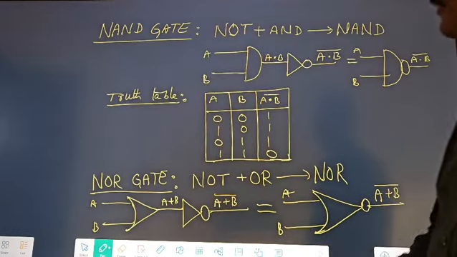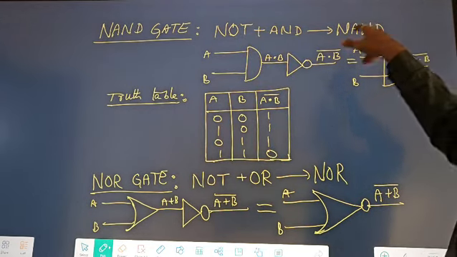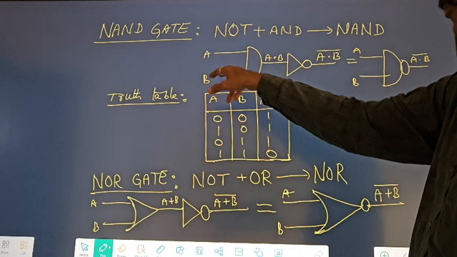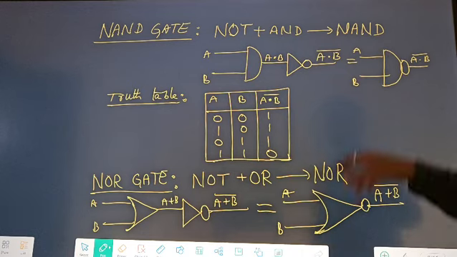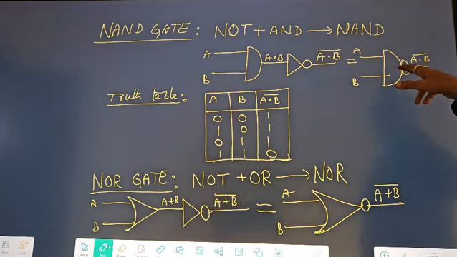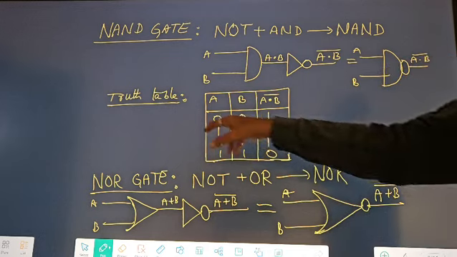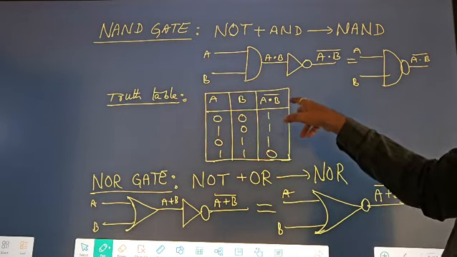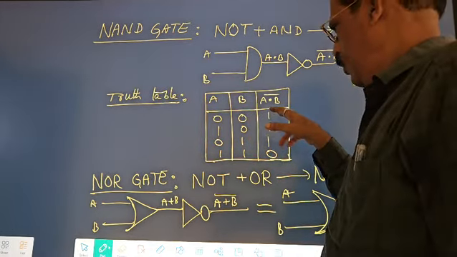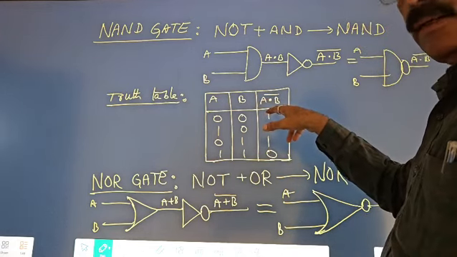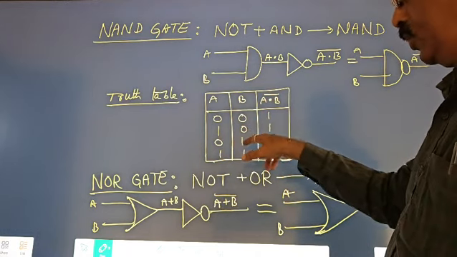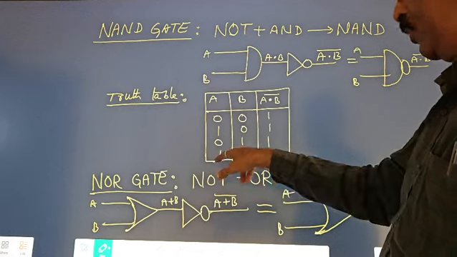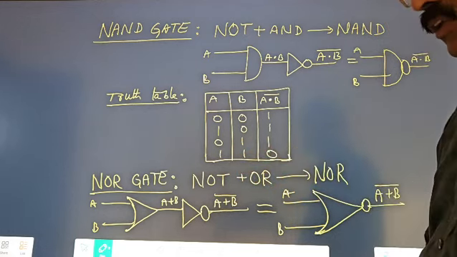Next, the NAND gate. NOT gate plus AND gate is the NAND gate. So for the AND gate, inputs A, B and output A dot B, if you add negation to this, you get A dot B bar. So the circuit symbol of the NAND gate has inputs A, B and output A dot B bar. The truth table for the NAND gate: 0 dot 0 is 0, 0 bar is 1. 1 dot 0 is 0, 0 bar is 1. 0 dot 1 is 0, 0 bar is 1. 1 dot 1 is 1, 1 bar is 0.